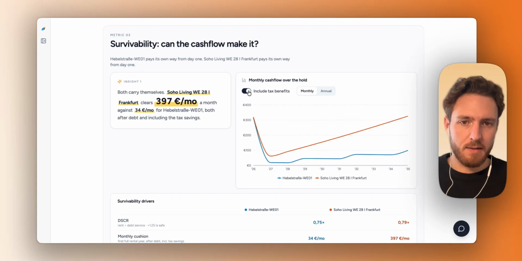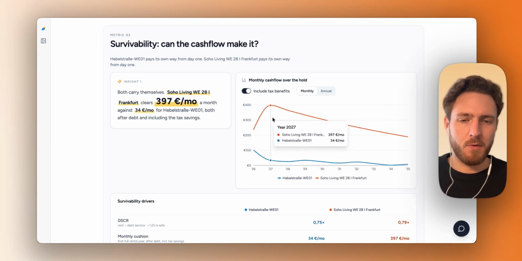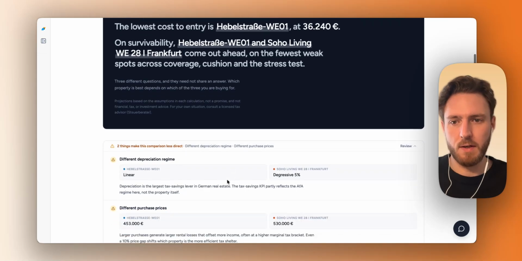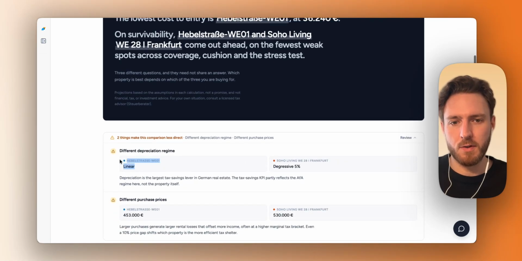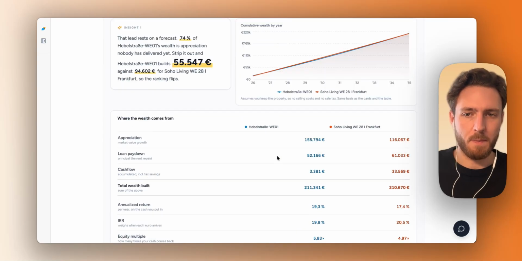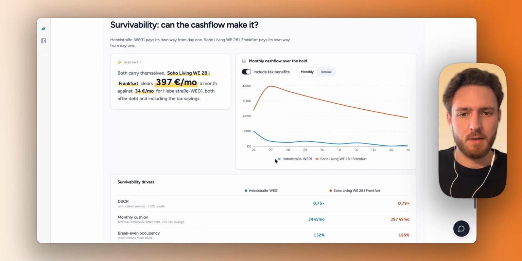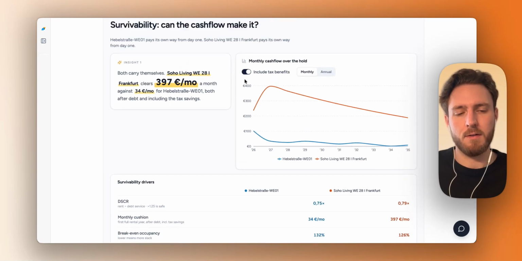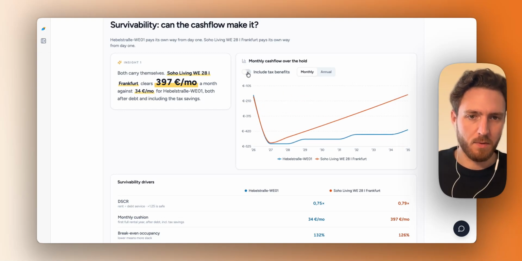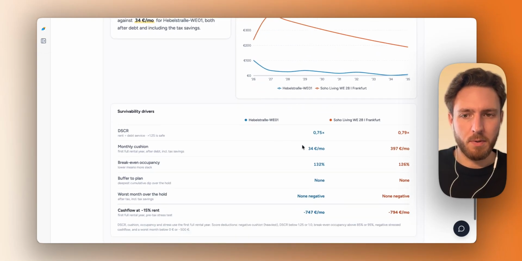So I can clearly see here this property has a different depreciation method, right? This one is linear, which in this case is 2.5%, or this one is 5%. That makes a big difference in your tax benefits, and therefore on your net cash flow. That's something you could compare here.